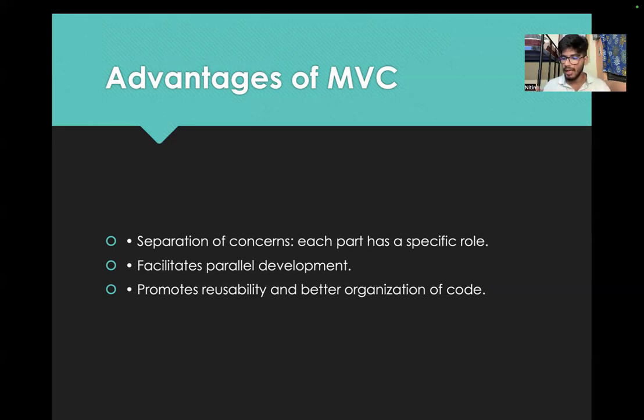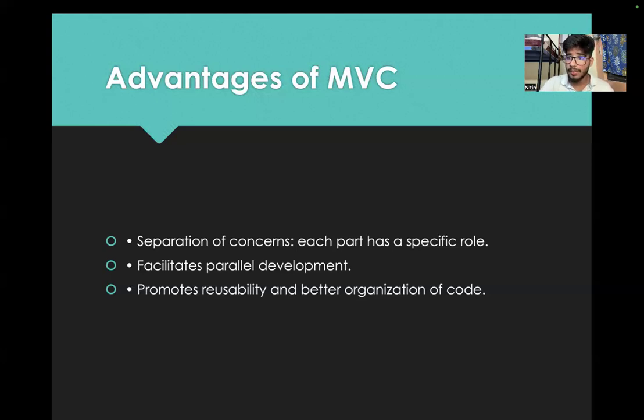The controller has only one job: to take an input from the view and then deliver it to another user, or the same user itself, from the model. And the model and the view have only one thing: get the input and then deliver the output. They have no other job. Facilitates parallel development.